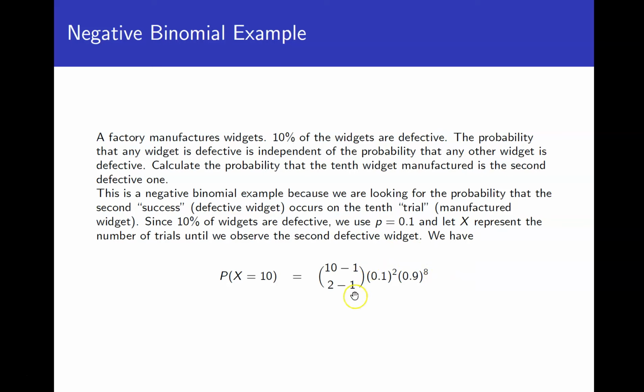Remember, the reason why we subtract 1 here is because we're looking for arrangements in those first 9 trials where there's exactly 1 success. And then the second success has to be on the 10th trial. So that eliminates a choice that we have. And if we go through and calculate that, we get about 0.04.